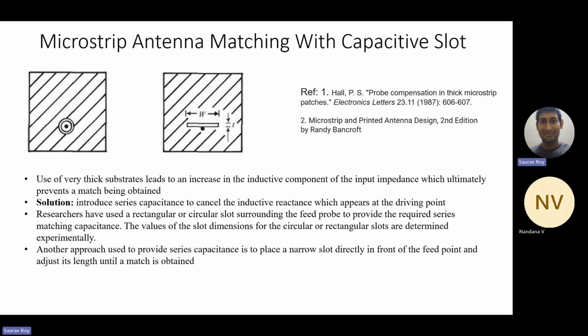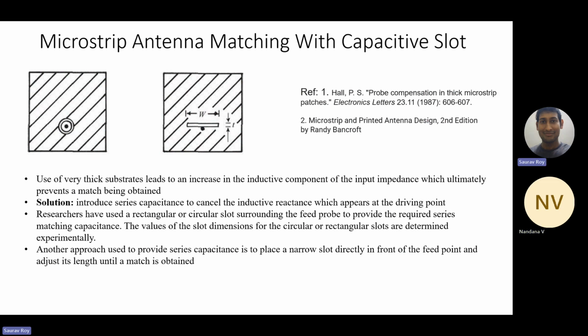The driving point means where the feed actually is. So there we have to introduce some series capacitance. So how do we get this capacitance? That is why we use this slot. If you cut a slot in the metal, there are two sides of the metal and inside we have some dielectric. That is how capacitances are made, right? Two metals with a dielectric in between. So that is how we generate a series capacitance with these slots.